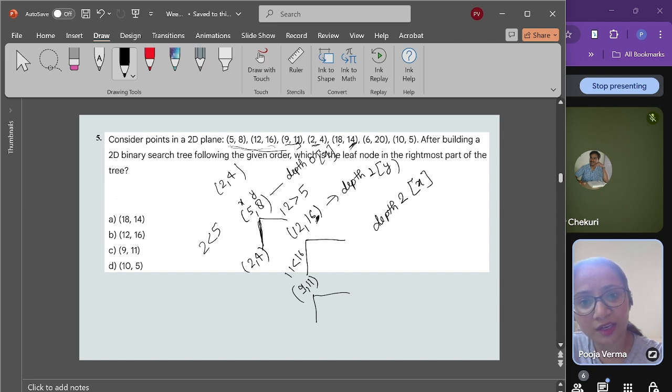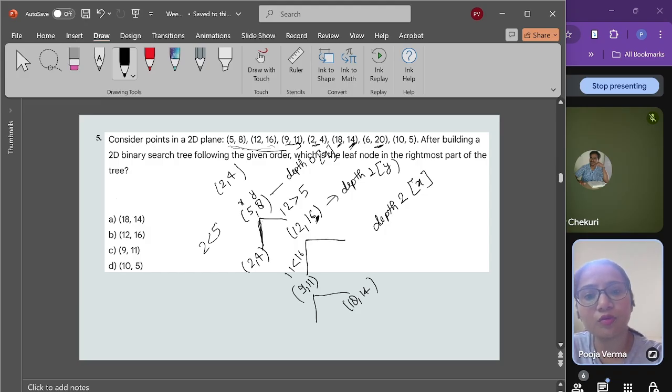Here the x coordinate for this value is 18 and here it is 9. If we compare 9 and 18, 9 is less than 18, so it will come to the right side. So 18 and 14 will come to the right side. Okay.